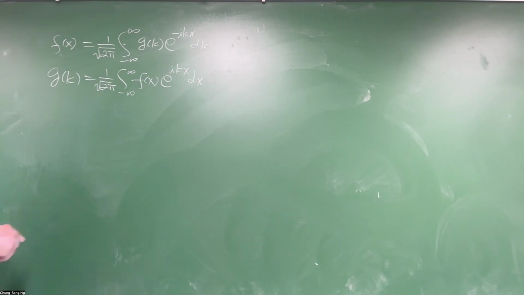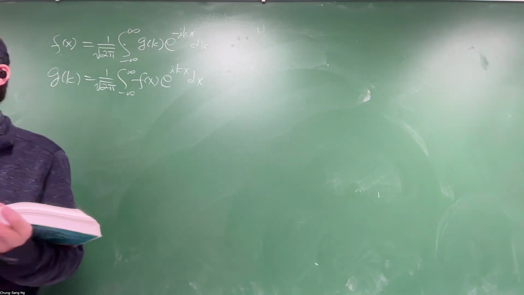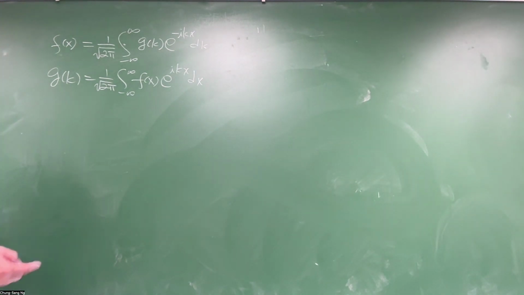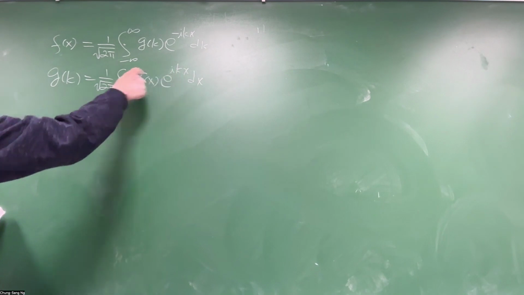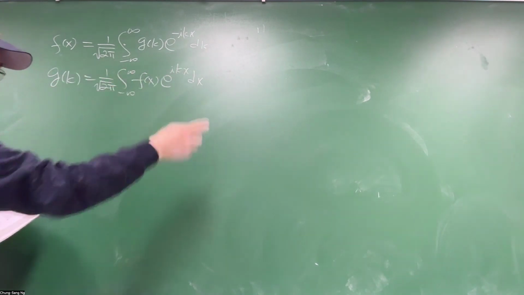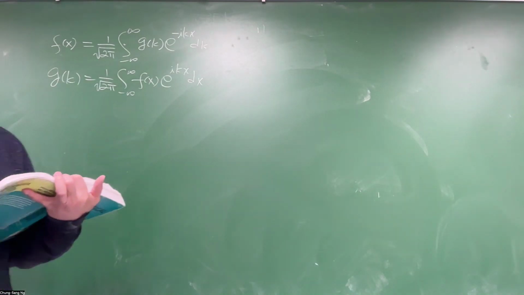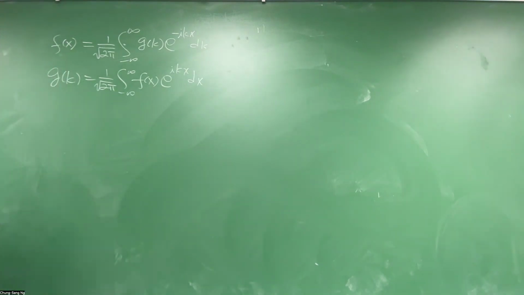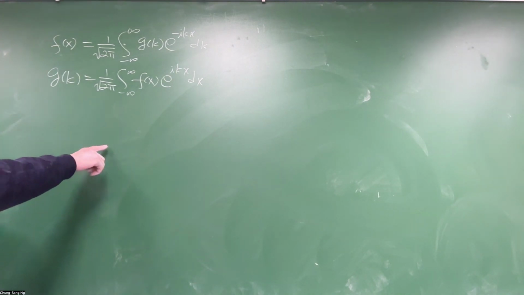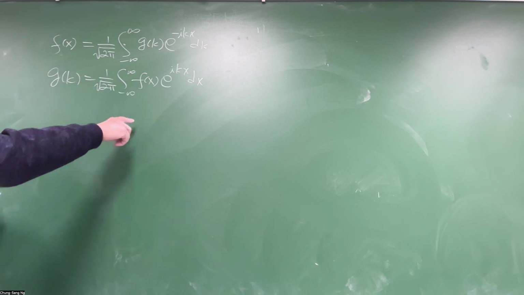Okay, and that variable doesn't matter. You can change it. Instead of using k, you can use omega, and instead of x you call it t. It's like time and frequency, but k and x are more like the wave number and displacement. That doesn't matter. Whatever variable you use, it's just the same.